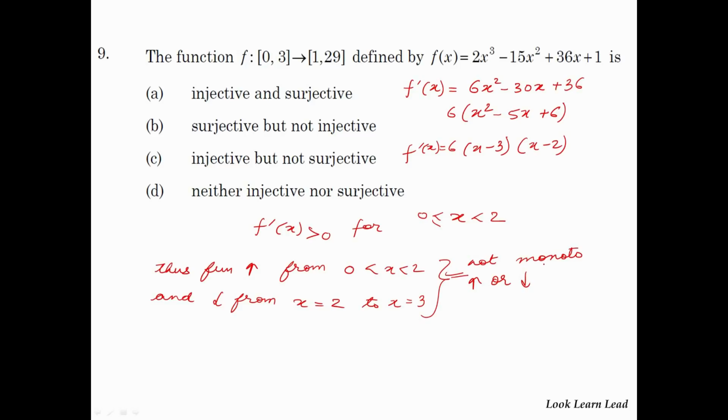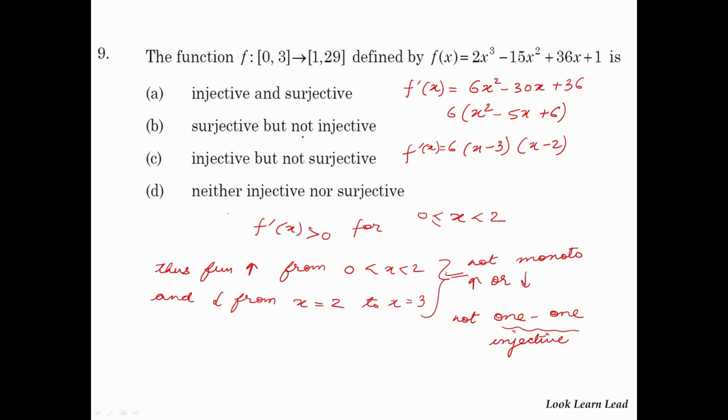If it is monotonically increasing or decreasing, then it would be 1 to 1. It is not monotonically increasing, so it is not 1 to 1. So what is 1 to 1? 1 to 1 is injective, and so it is not injective. Here it is not injective, and here it is injective. This can be the option, or either this can be the option.